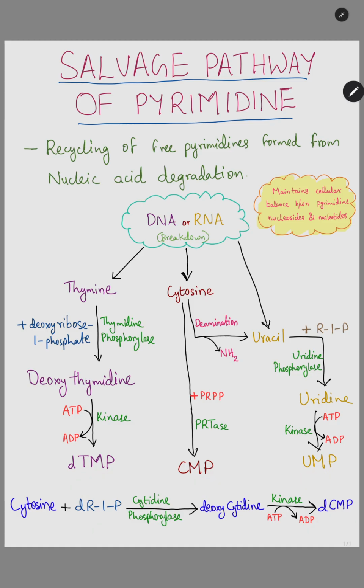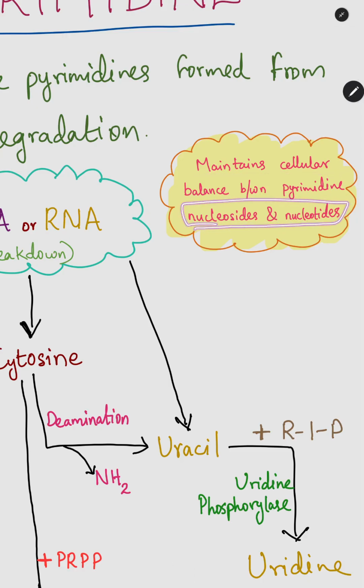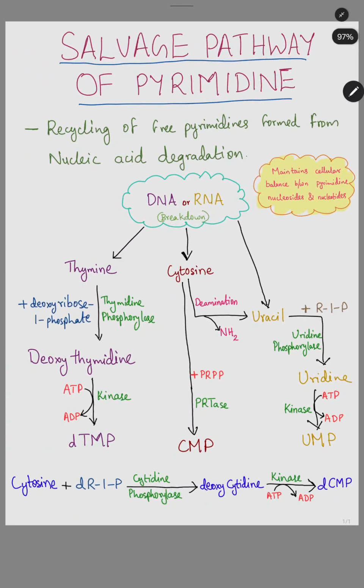Now about the significance of the salvage pathway. It maintains cellular balance between pyrimidine nucleosides and nucleotides. Because here we can see this pathway contains nucleotides as well as nucleosides as the intermediates. So this pathway helps in maintaining the cellular balance of pyrimidine nucleosides and pyrimidine nucleotides. That is the significance of salvage pathway.